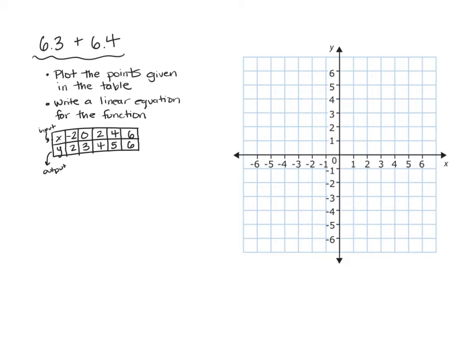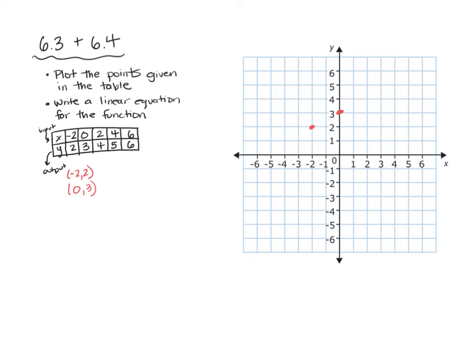So my first point is -2, 2. Actually, that's -2, -2. I'm trying to get -2, 2, which is right here. Now my next point that I'm going to plot, I'm going to stay plotting in red. My next point is 0, 3. So I go to 0 on the x-axis and I go up to 3 on the y-axis.